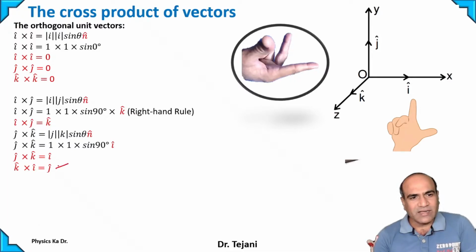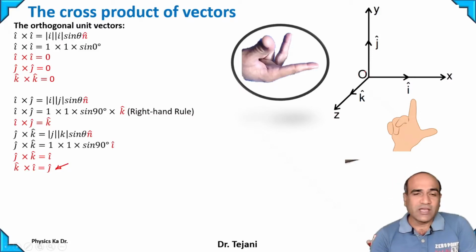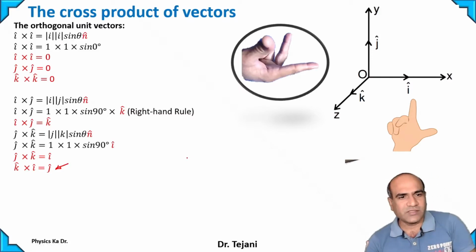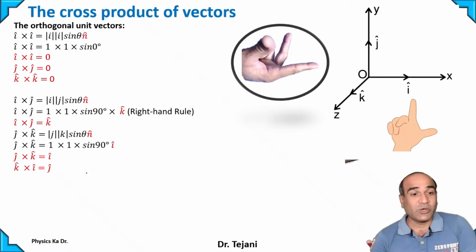And similarly, we can derive the relation between k and i. k and i are both perpendicular to each other. Take your right hand, do it yourself, and post your video or your solution for this k cross i. Are you getting a similar result or not? Let me know.